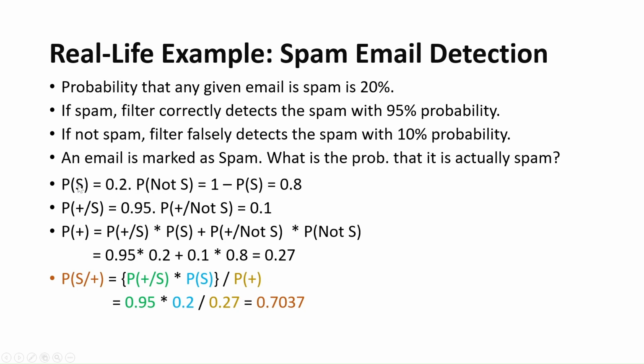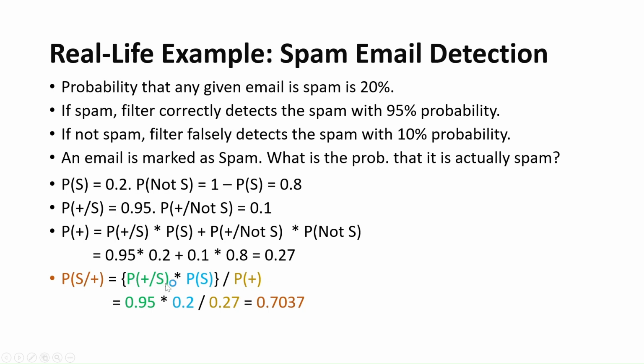Our prior is P(S), which is this 20% before any filter action takes place. After the filter action takes place, the filter is not working perfectly, it has errors of its own as shown on the screen. It has a true positive rate of 95% and a false positive rate of 10%. So we calculate the denominator of the Bayes formula, which is nothing but the evidence, using this formula. And it turns out that it is 0.27. Then we plug all these numbers back into the Bayes formula.